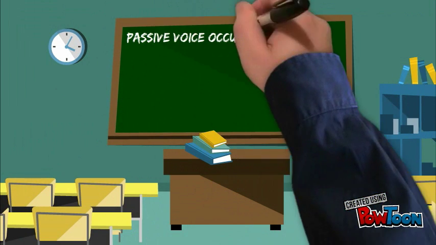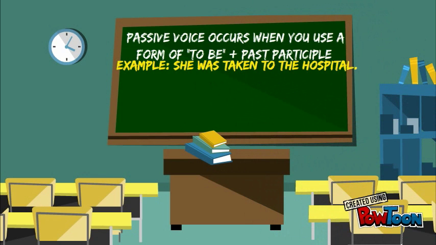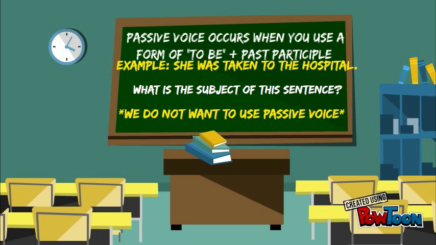Passive voice occurs when you use a form of to be plus a past participle. View the example below. She was taken to the hospital. She appears to be the subject. However, whoever took her to the hospital is actually the subject. Passive voice can be confusing.